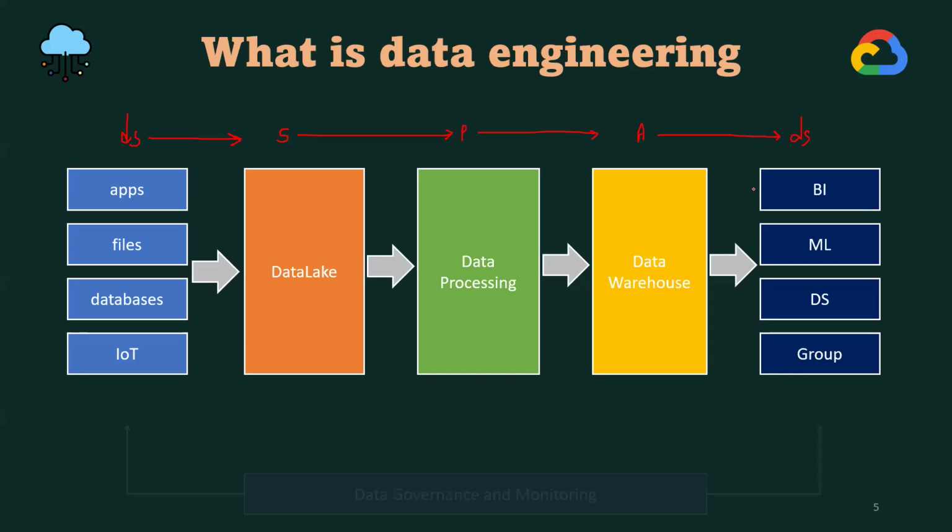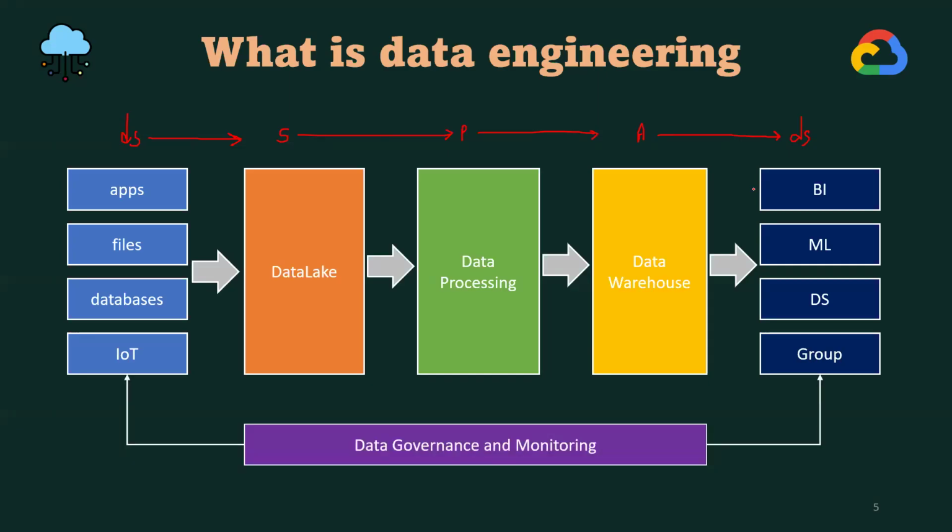Throughout this process, we also make sure that the data is accurate and complete. We will also ensure data governance and monitoring activities. So this is what is data engineering, everyone, where we extract the data from multiple data sources, store it, process it, analyze it, and send it to the data downstreams. And we will also take care of data governance and monitoring to ensure that the data is of good quality, accurate, and complete.